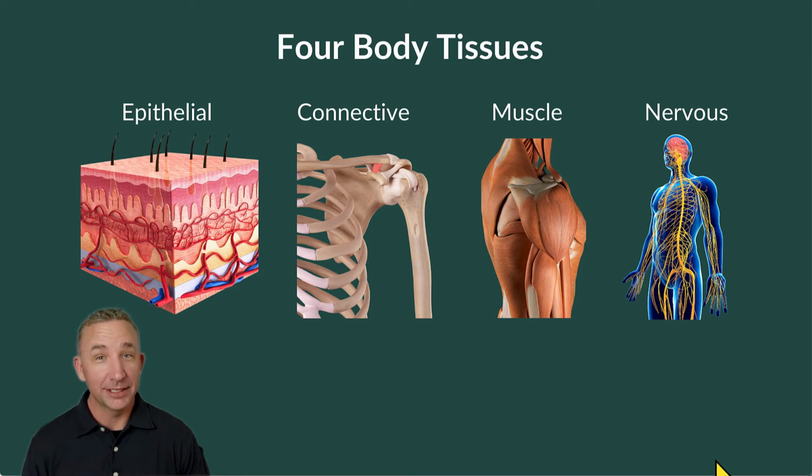There's 4 types of tissue in the body. That's it. 4 types of tissue in the body: epithelial, connective, muscle, and nervous. I say that to my students 2,000 times over the semester. There's 4 types of tissue in the body.